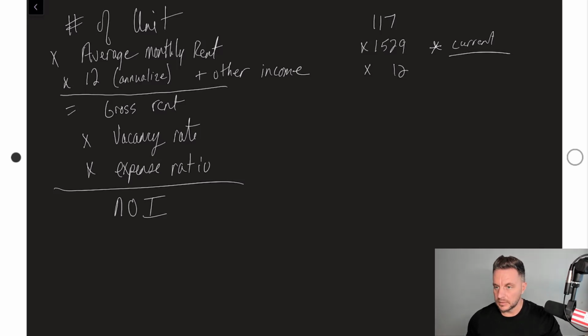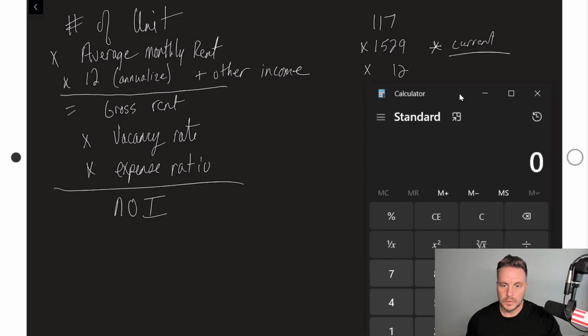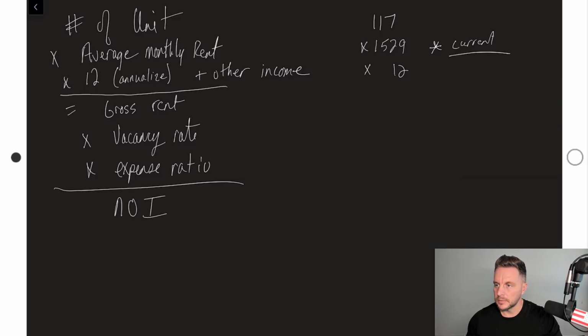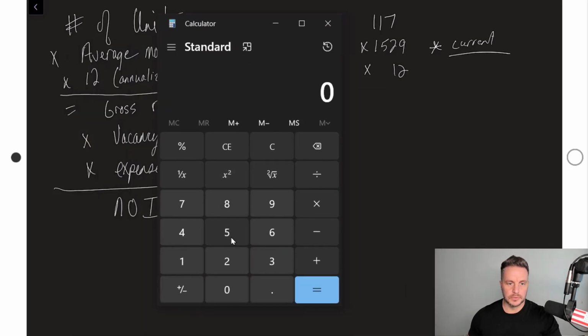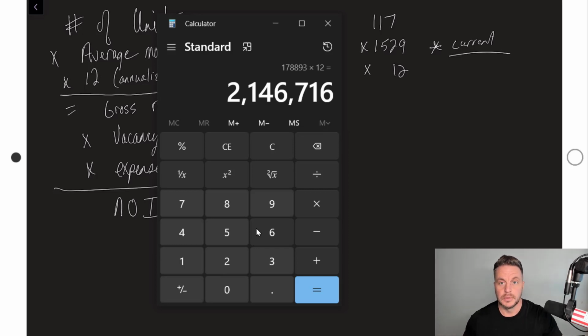And then the next thing we're looking at, or actually, let's just times this out real quick. Bring out our trusty little calculator here. Clear. Let's see, I wonder if this thing gets any smaller. Give me a second. Nope, that's as small as it gets. Okay, so we'll do 117 times 1529 times 12 equals. That gives us our annualized rents of $2,046,716.